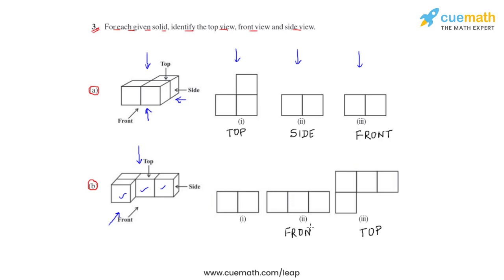So we can say that the second figure would give us the front view of the solid. Also, if we observe the figure from this side, that is the side view, we can say that this and this, these are the two square boxes which will be visible. So hence we can say that the first figure would give us the side view of the solid. Let us now move on to the next set of solids.